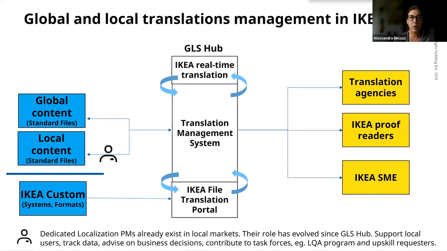The TMS is a big part of the GLS Hub. The GLS Hub is the entire infrastructure that we are building around localization. So it has several different elements in it. You can see here at the top, IKEA real-time translation. This is where we have our IKEA trained MT engines and we deploy them. And this is of course fully integrated with the TMS, so we can deploy through the TMS seamlessly and also leverage from our TMs at the same time. So the global and local content is plugged in directly in the TMS.